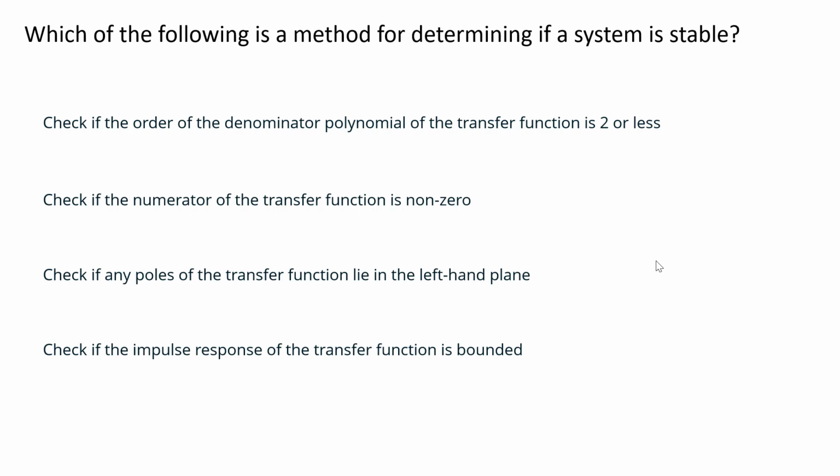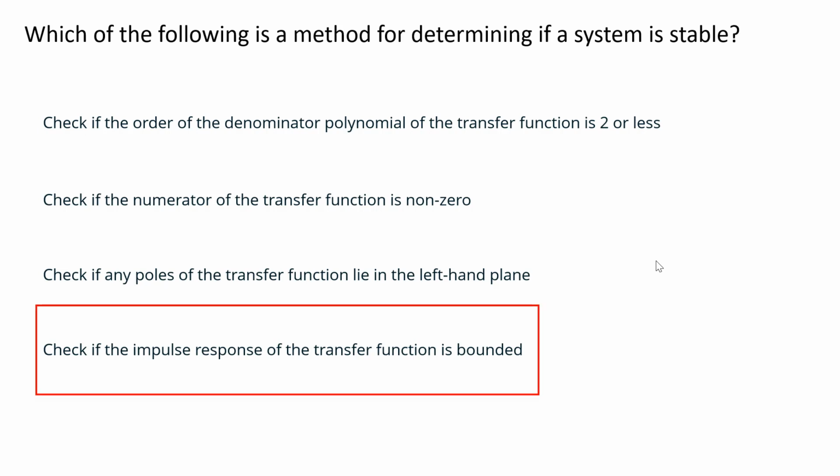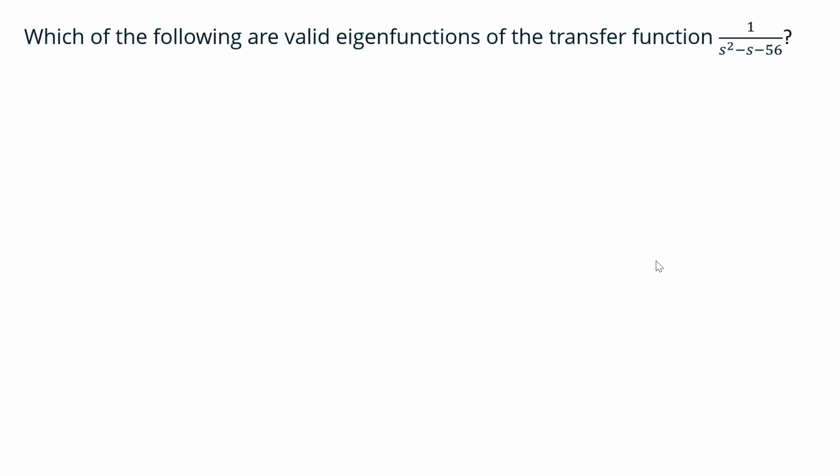Which of the following is a method for determining if a system is stable? Check if the order of the denominator polynomial of the transfer function is 2 or less. No, that's just made up. Check if the numerator of the transfer function is non-zero. No, that's just made up too. Check if any poles of the transfer function lie in the left-hand plane. This one is close to being right, but the key word here is any. It has to be all. Yeah, if they're all in the left-hand plane, then it's stable. And then check if the impulse response is bounded. That's the answer. That's not the only way to tell, but that's one way to tell.